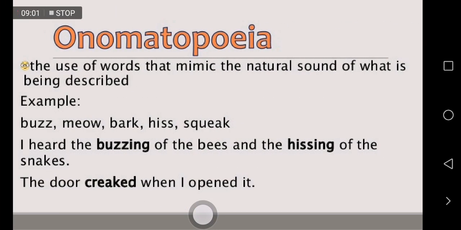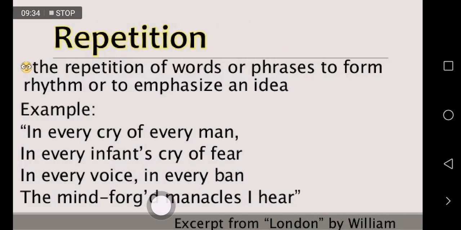Then we have onomatopoeia. So onomatopoeia is the use of words that mimic the natural sound of what is being described. जितनी भी कुदरती जो आवाज़ें हैं उनकी जो नकल में हैं उनको हम नाम देते हैं, नकल करके उसको हम ओनोमोटो. जैसे हमारे पास एक बर्ड है कुकू, उसको इसलिए कुकू कहते हैं क्योंकि वो कुकू साउंड प्रोड्यूस करता है. So more examples in English are buzz, meow, bark, hiss, squeak. I heard the buzzing of the bees and the hissing of the snakes. The door creaked when I opened it. Yeah, the door creaks when I open it. So these are onomatopoeic sounds for you.